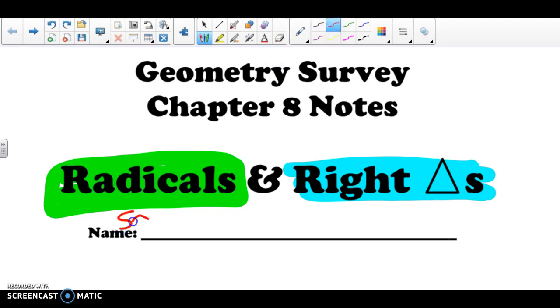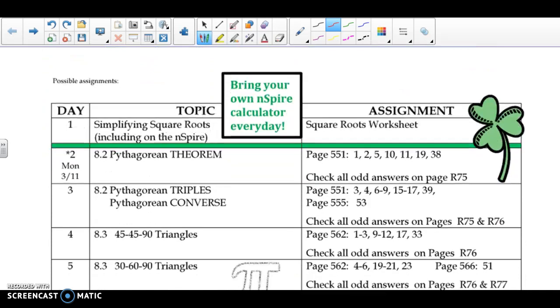We are only going to be working with square roots. So even though I say radicals, we're going to be targeting specifically square roots. You're going to learn a lot more about radicals next year. Let's look at the rest of our schedule.